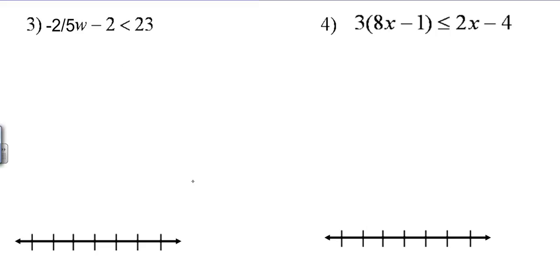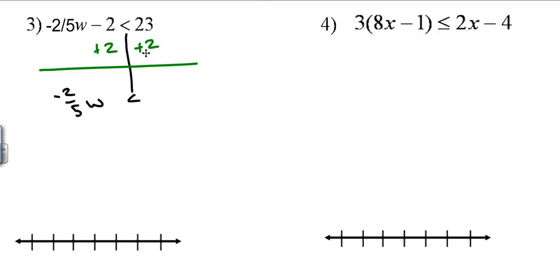All right, last two examples, but none of the rules are different, it's just solving. We're just trying to get a variable together, or by itself. So first thing I'm going to do is get rid of that 2 by adding 2 to both sides. Then I got negative 2/5 w is less than 25. Now how do I get rid of a fraction? There's lots of ways to do it. I don't care how you do it, you just kind of need to remember it.